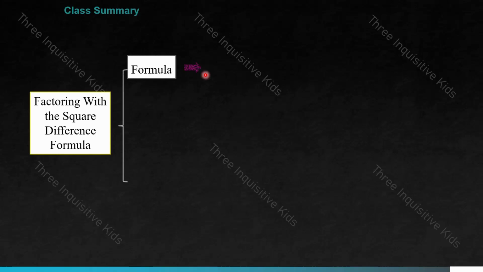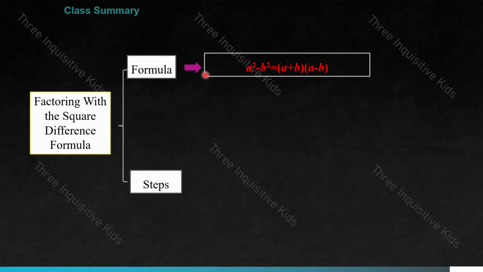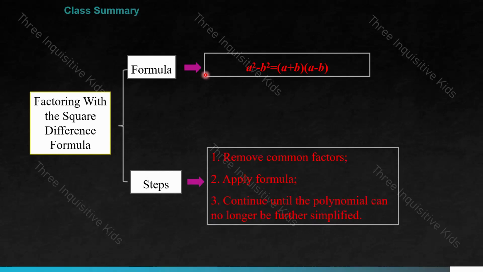Class summary. Today we factored with the square difference formula. The formula is a squared minus b squared is equal to (a plus b) times (a minus b). And the steps of doing so are to first remove common factors, apply the formula, and then continue until the polynomial can no longer be further simplified.